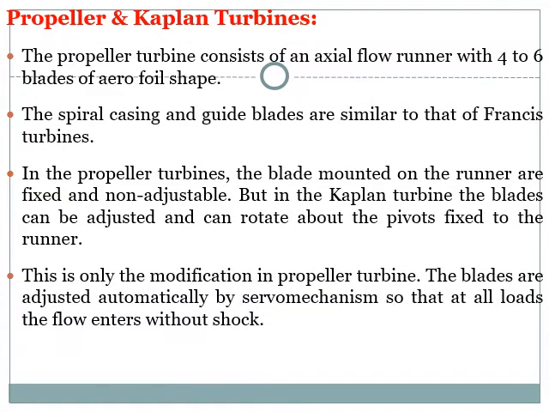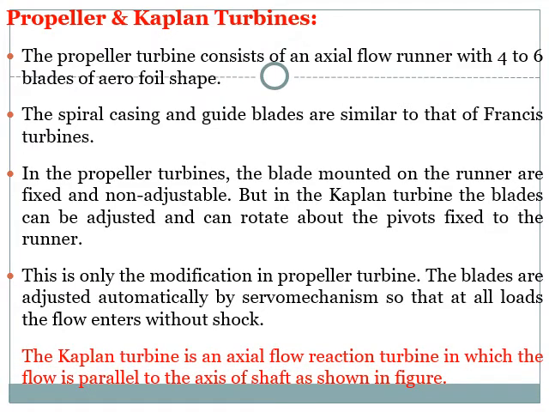So this is only the modification in a propeller turbine. The blades are adjusted automatically by servo mechanism so that at all loads the flow enters without shock. The Kaplan turbine is an axial flow reaction turbine in which flow is parallel to the axis of the shaft, as shown in figure. So these Kaplan turbine or propeller turbines are examples of axial flow turbines. Both inlet and exit of the fluid occur along the same axis, parallel to the axis of the shaft.